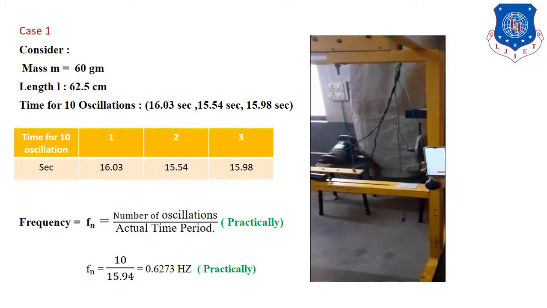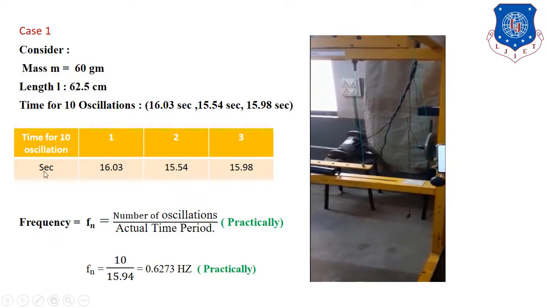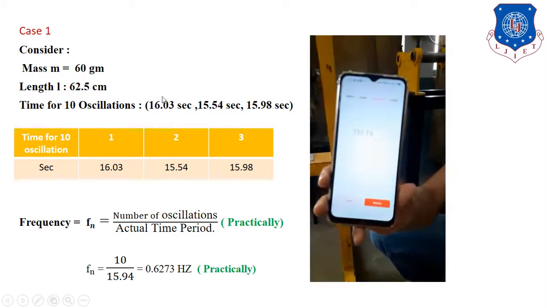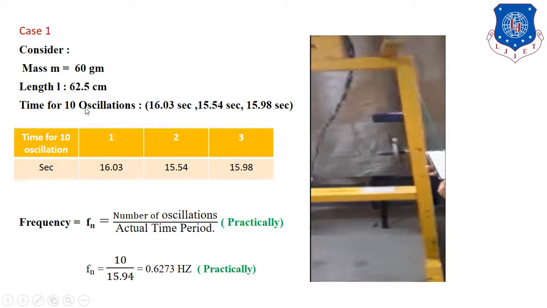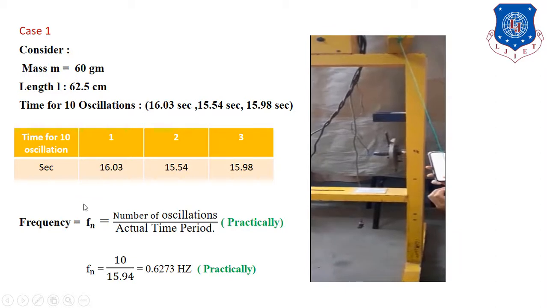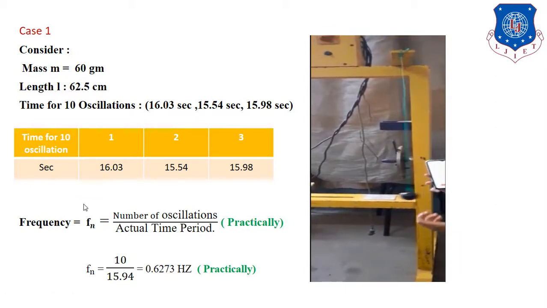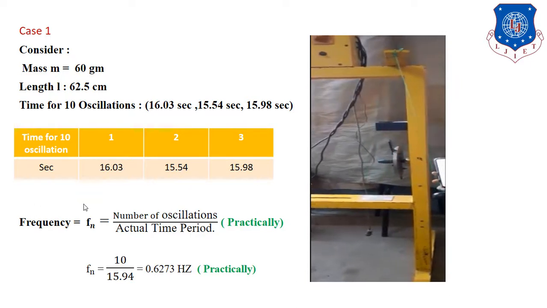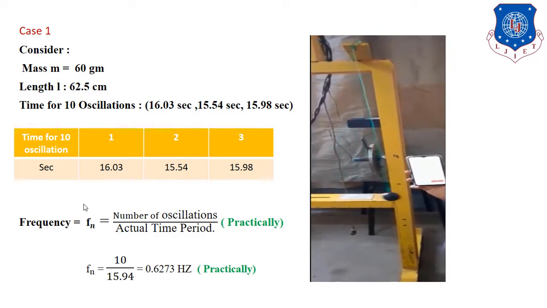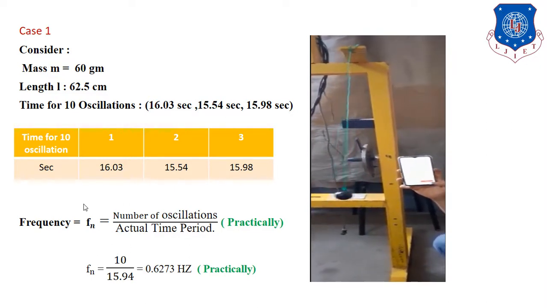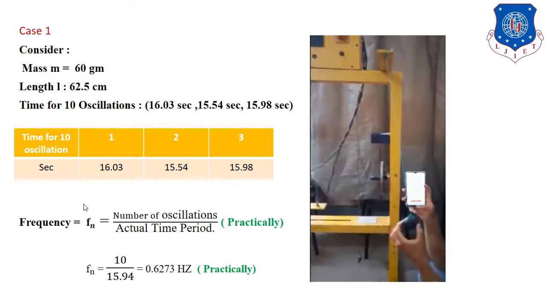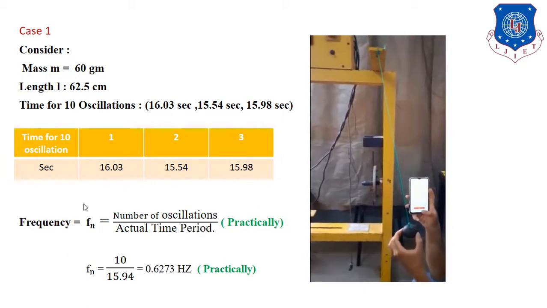Now we have to measure the time for 10 oscillations. Here you can see that the time for 10 oscillations is 16.03. Again we have to repeat the process. Here we give the small angular displacement, and then we measure the time for 10 oscillations. The second time we get the reading 15.54 seconds.